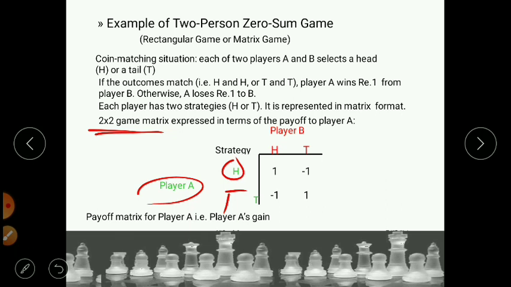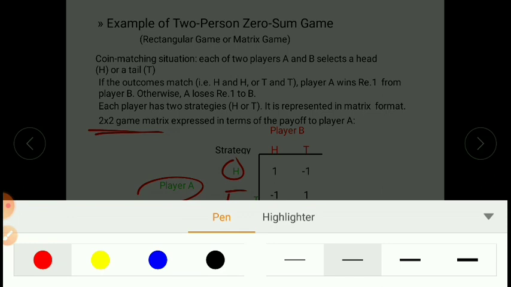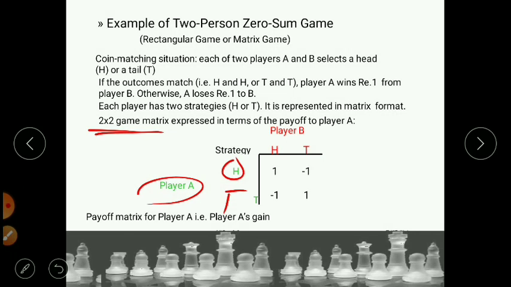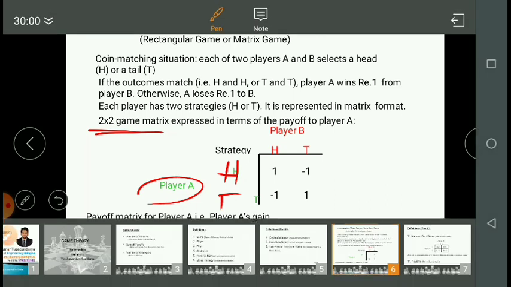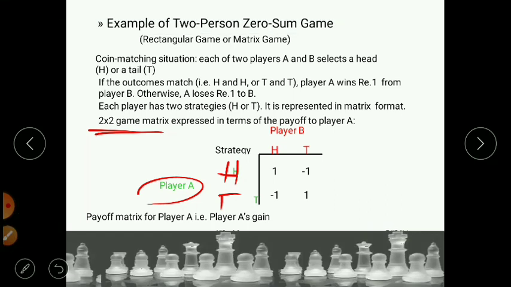Here it's the tail. Okay, fine, not a problem. These are the possible strategies for player A, that is head and tail. Okay, right, and player B's strategies are here, head and tail.